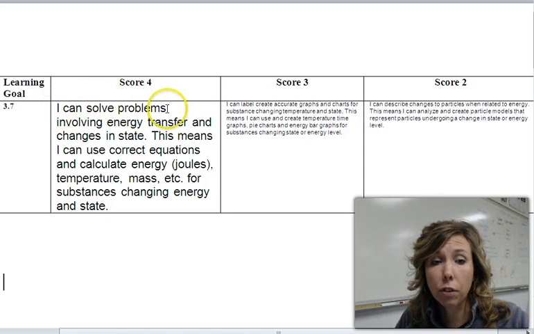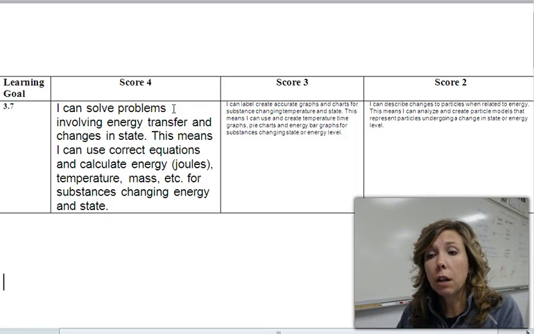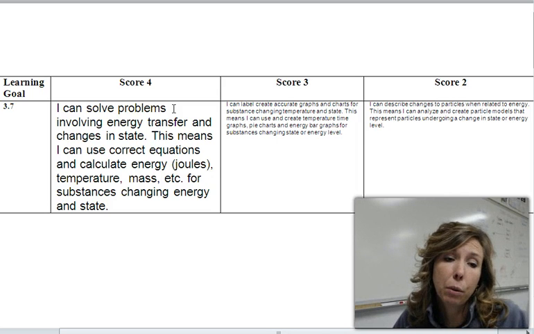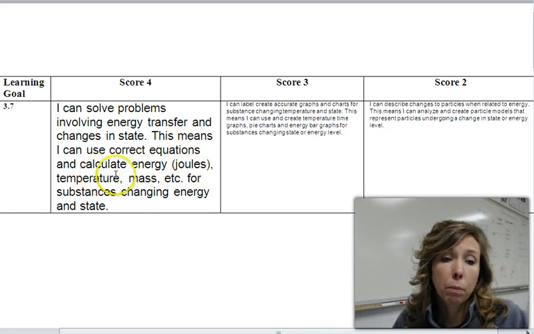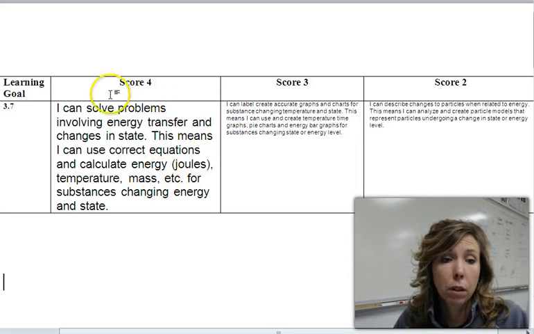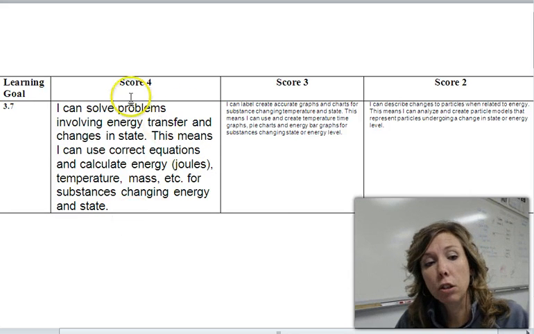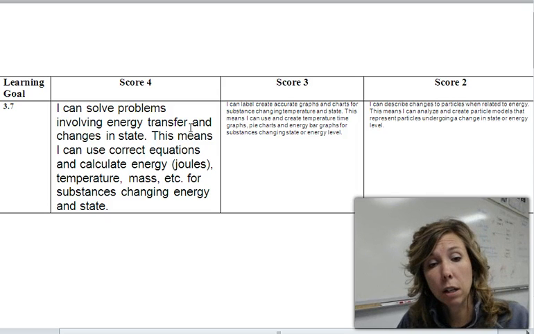Specifically, we're going to work on solving problems involving energy transfer and changes in state, not just being able to model them with our charts and diagrams, not just be able to make predictions about what's going on with particle models, but actually calculating with numbers. So we're going to be using equations, calculating a number in joules for things that are changing state or changing temperature. If you're interested in being able to do Level 4 questions on a quiz or test, then you should definitely watch this and do the practice. If this is outside your goal of this class, then you can just move right ahead and not worry about this information.